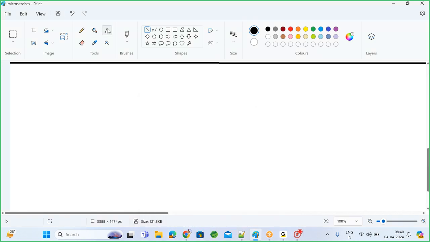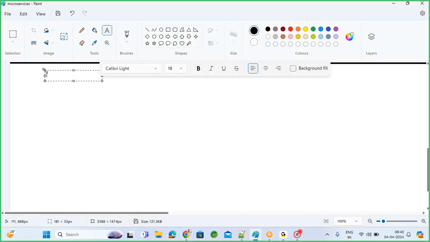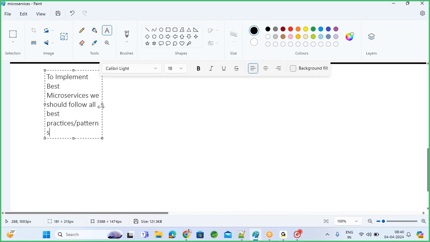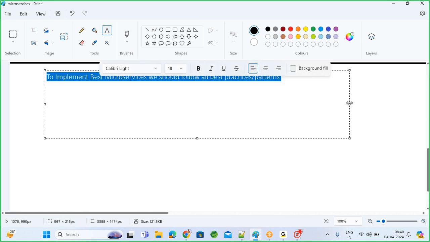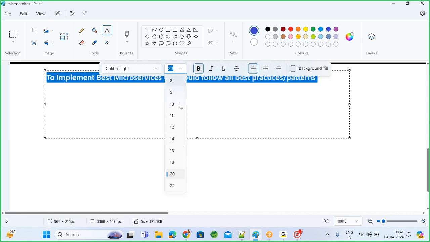To implement the best microservices, we should follow all the best practices or patterns. All the best practices we should follow here, so that we are able to create the best microservice. What are all the patterns that we need to consider?